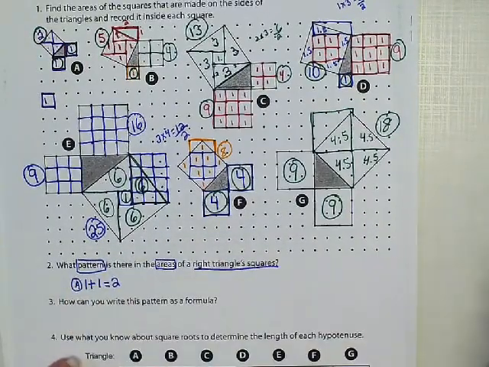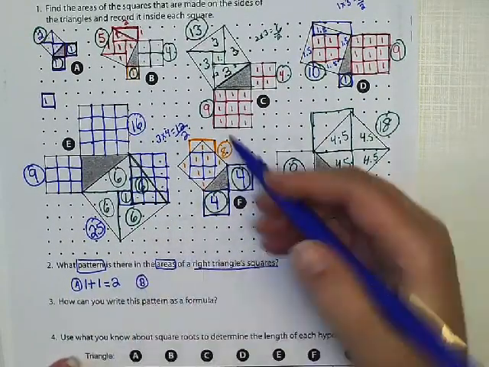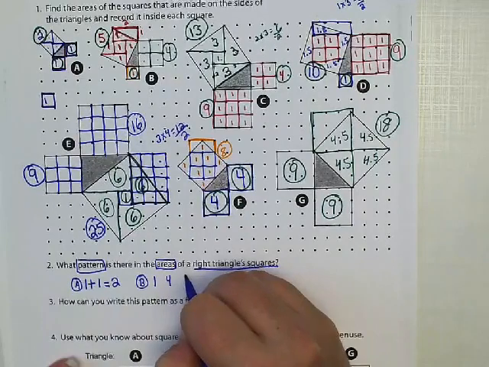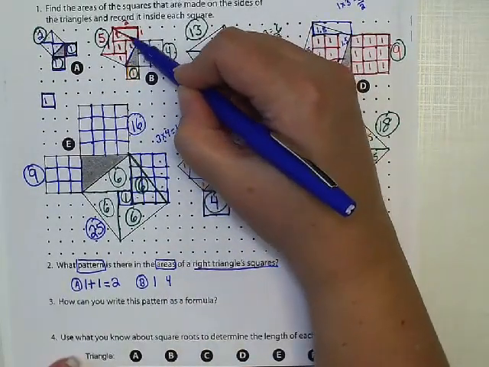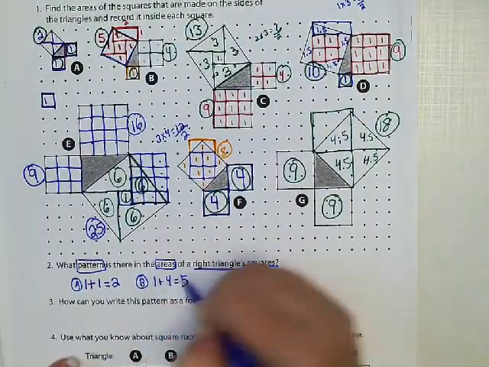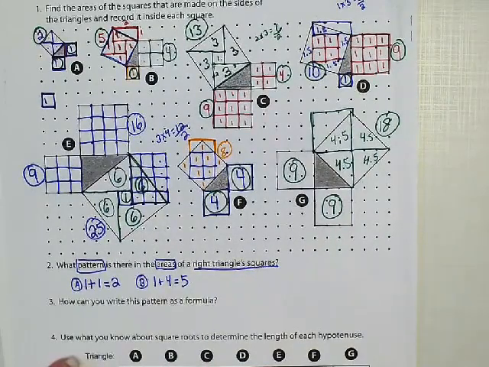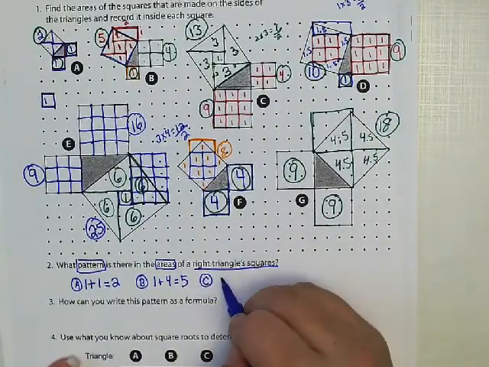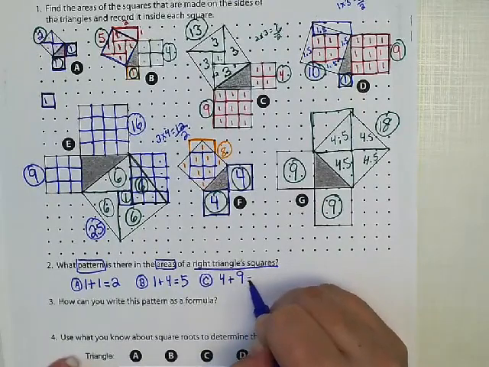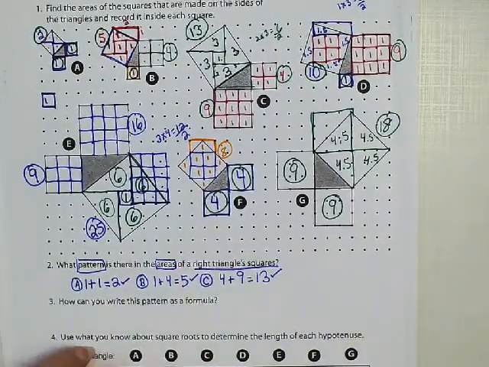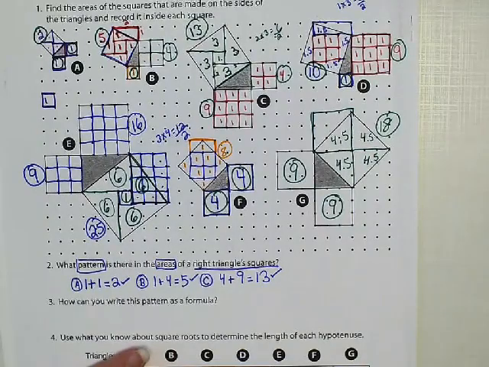So if I look at B, I found that the area of the legs were 1 and 4, and the area of the square attached to the hypotenuse was 5, and I saw another pattern. I said, well, 1 plus 4 is 5. So let's see if it'll work for all of them. What about C? Well, C, we have 4 plus 9. Does that equal 13? Yes. So all of these are checking out. So go ahead and see, do you find the same pattern for the rest of them? Go.